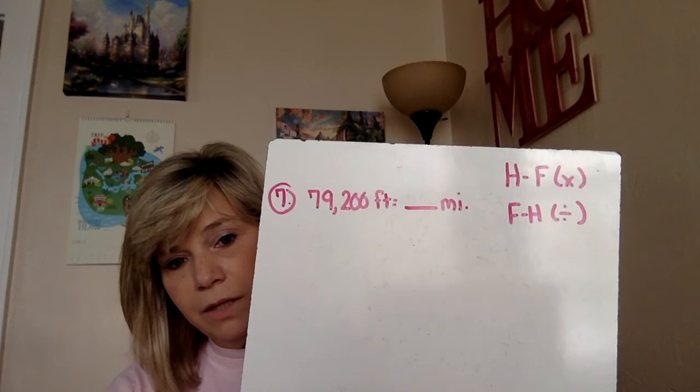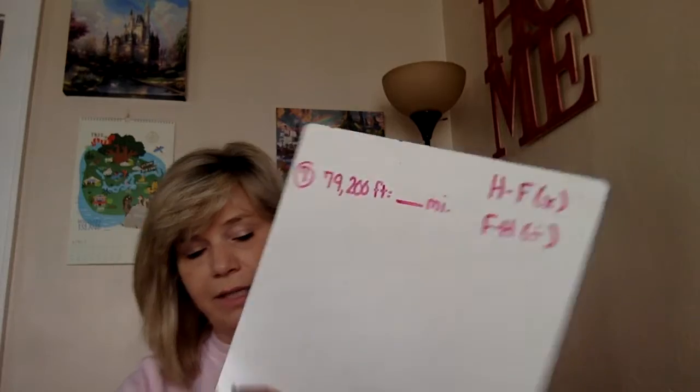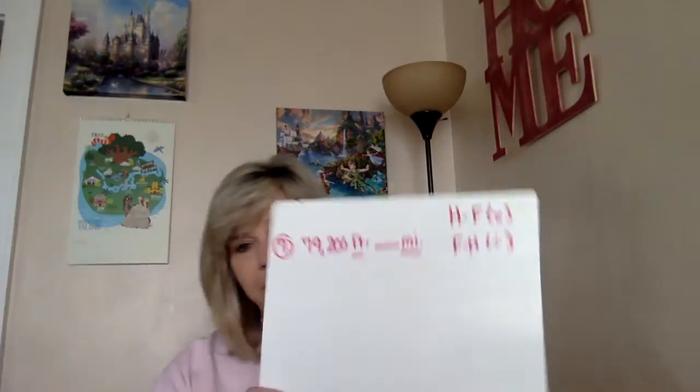So again, number 7, we have 79,200 feet, and I'm just writing down my problem, equals how many miles? So again, that's what I'm writing down. Now the first thing I like to do is write it down, to have it in front of me, and then after you write it down, I'm going to underline my units. Underline my units. Guess what I'm going to make? That old horse and fly chart. We only use the horse and fly chart.